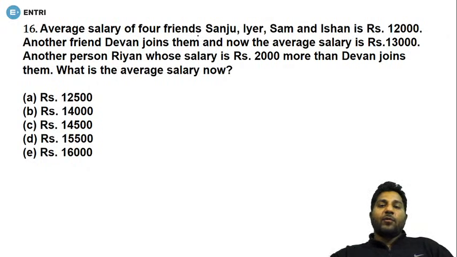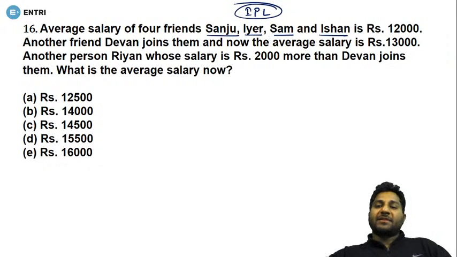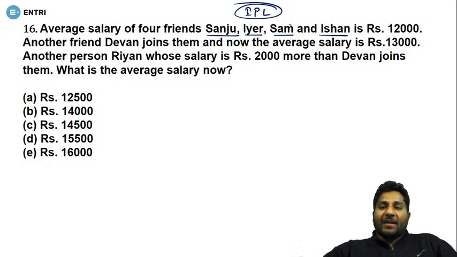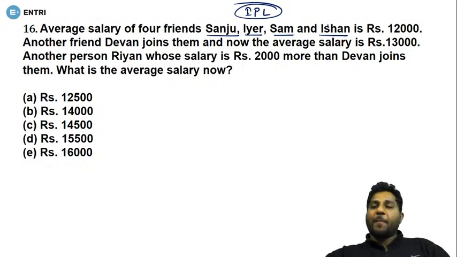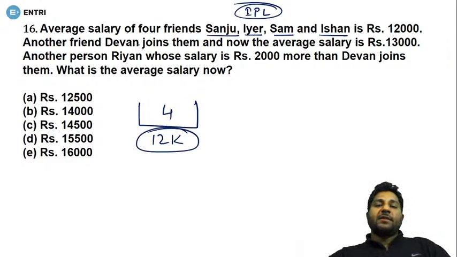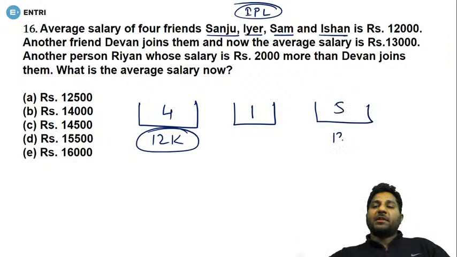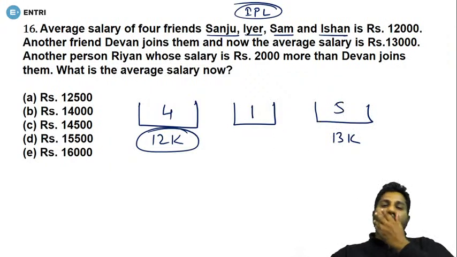The average salary of four friends, Sanju, Iyer, Sam and Ishan, looks like IPL players. So Sanju Samson, Shreyas Iyer, and Ishan Kishan. Let's say the average salary of the four persons was 12,000. Another friend, Devan, joins, and now the average salary has become 13,000. Another person, Rian, whose salary is 2,000 more than Devan's, joins. Then find the average salary.